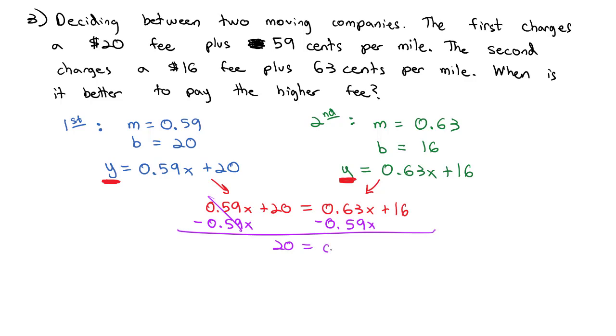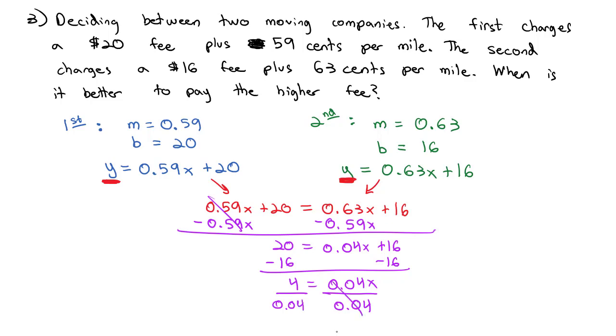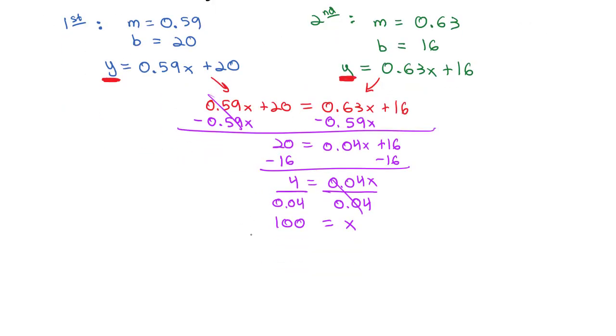Leaves us with 20 equals 0.04x plus 16. And now I can subtract 16 from both sides, and 4 is equal to 0.04x. Divide both sides by 0.04. And when I do that, x is equal to 100. So when are they both the same? Well, I'm sorry, when is it better to pay the bigger fee? After 100 miles. After 100 miles, it's cheaper to pay the bigger fee because your per mile rate is smaller.